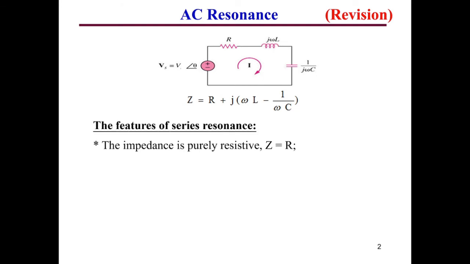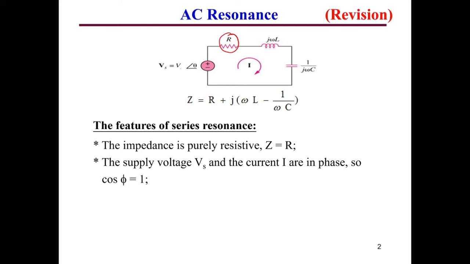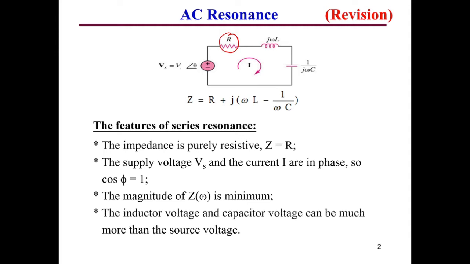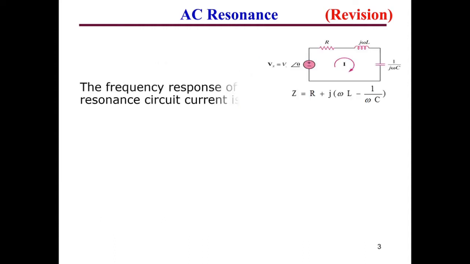Okay, what are the features of the series resonance? The total impedance will be purely resistive at resonance. The supply voltage and the current will be in phase, because again the impedance will be mainly resistive, and the impedance will be minimum at the resonance frequency. The inductor voltage and the capacitor voltage can be much more than the source voltage. So at resonance, because the current will be high, the voltage of the capacitor and the inductor can go beyond the source voltage.